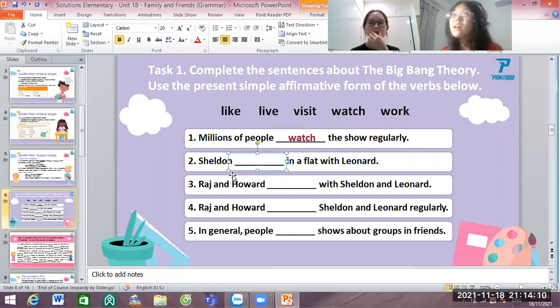Okay, how about number 2? I think Sheldon lives in a flat. You need to change the form of the verb. Sheldon lives. Lives, not leaves. We don't have lives, we have leaves. Lives. Good.